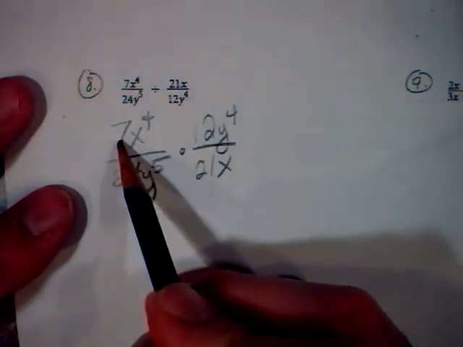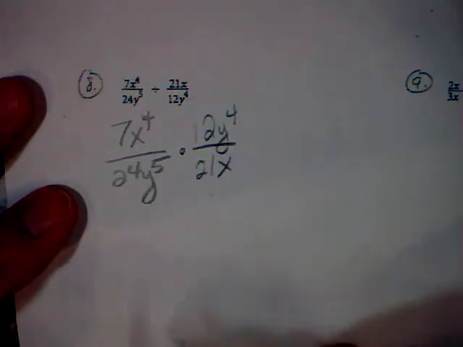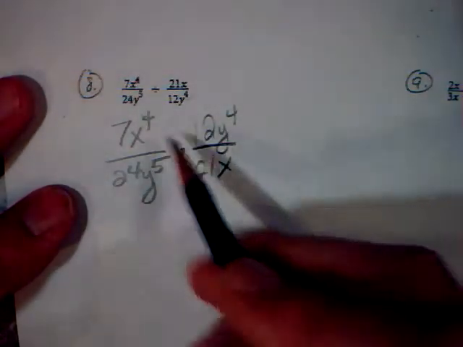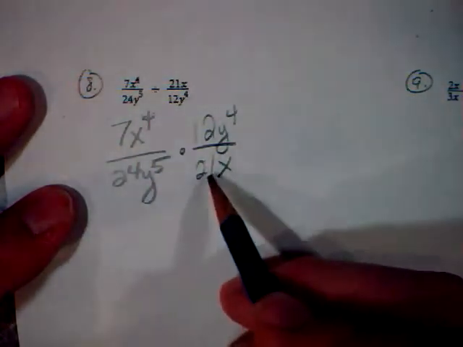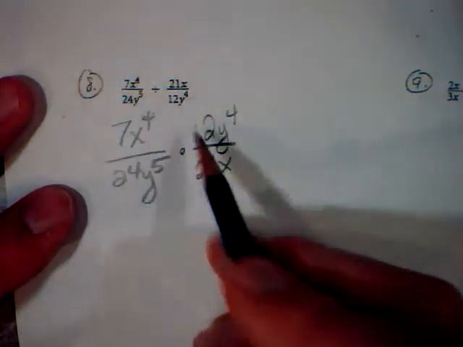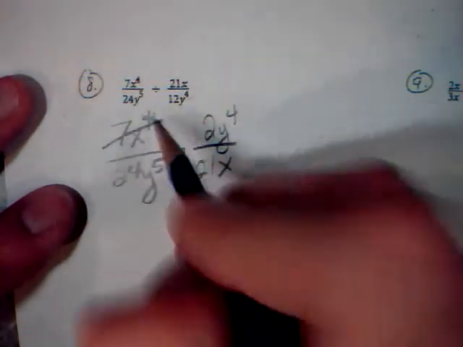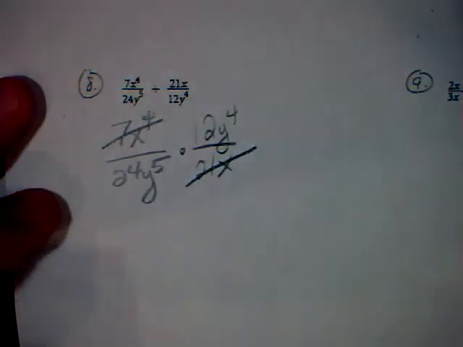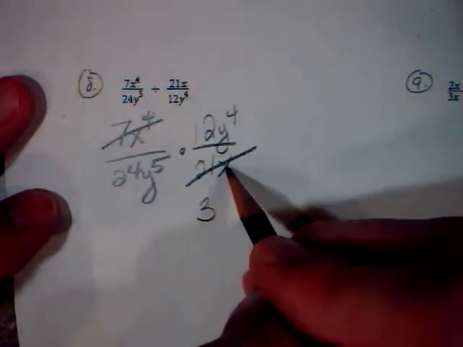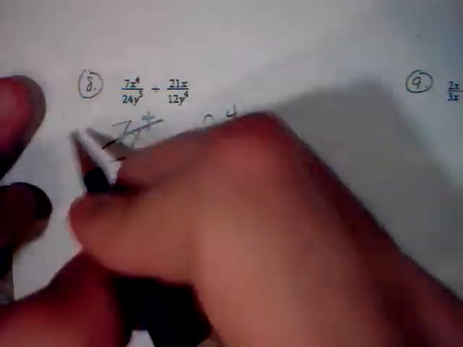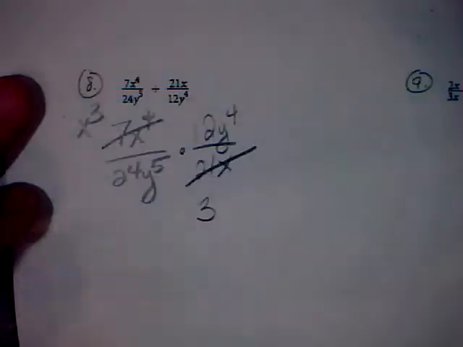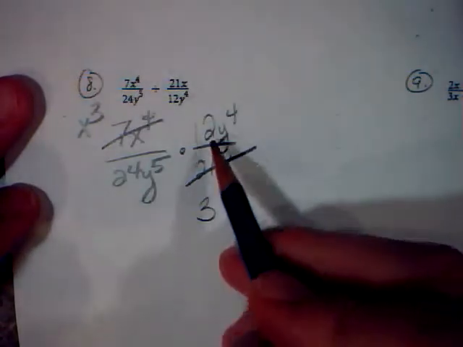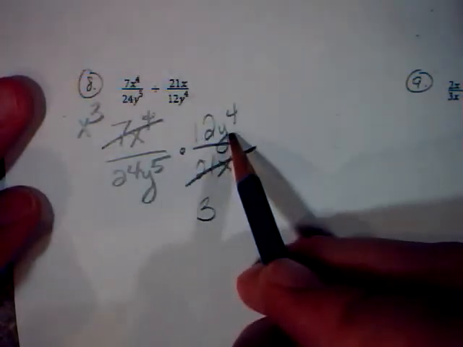So can we cancel a 7 with any of the terms on the bottom? Apparently so. And it looks like this 7x to the 4th can cancel with the 21x. Again, since everything is multiplication here, we can cancel any way we like. So the 7 is going to change the 21 into a 3. And this x is going to change that x to the 4th into an x cubed. Okay. Then we move on to the other numerator.